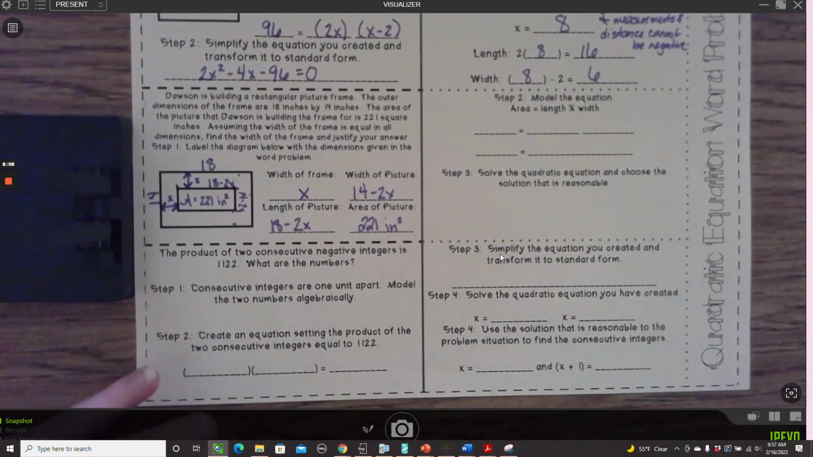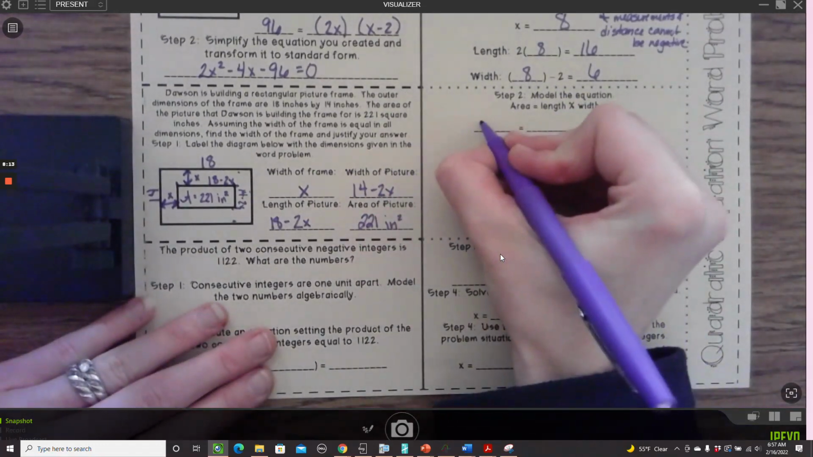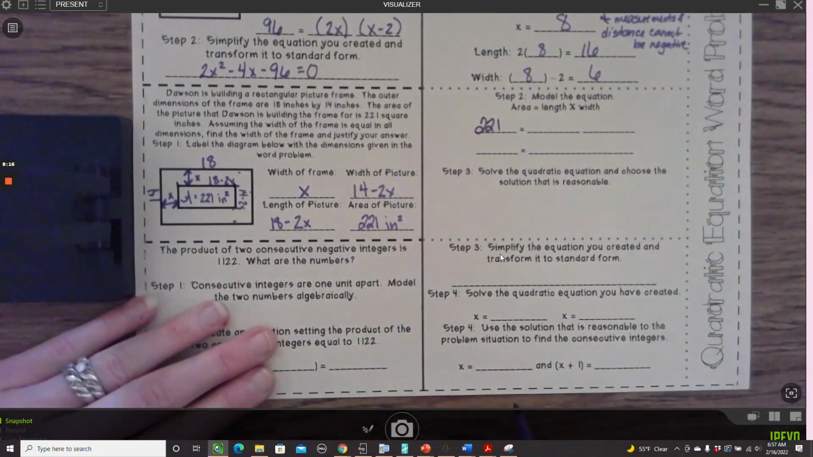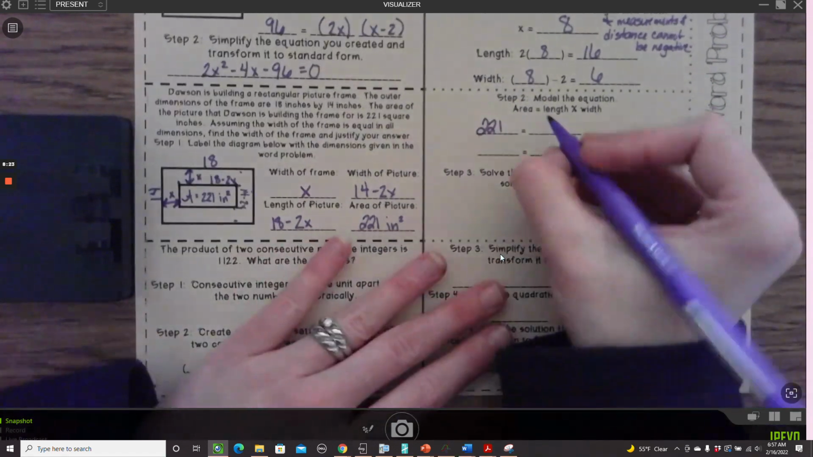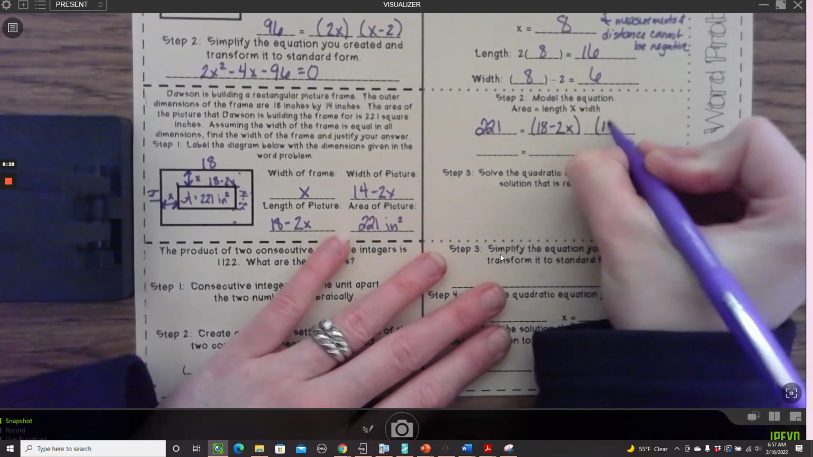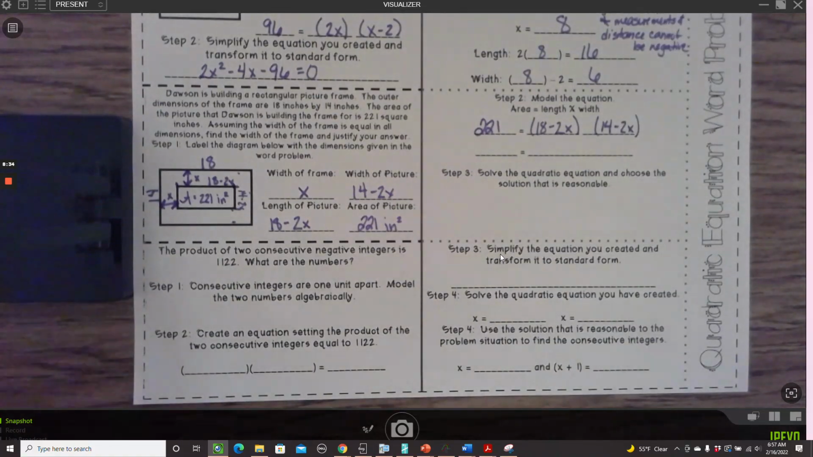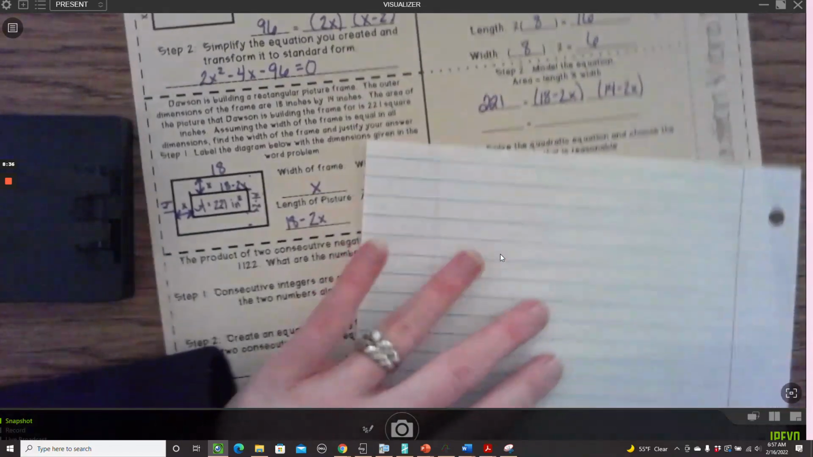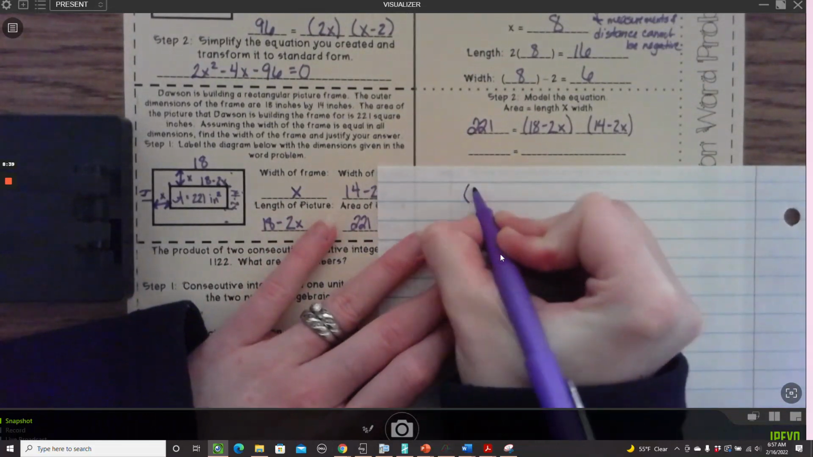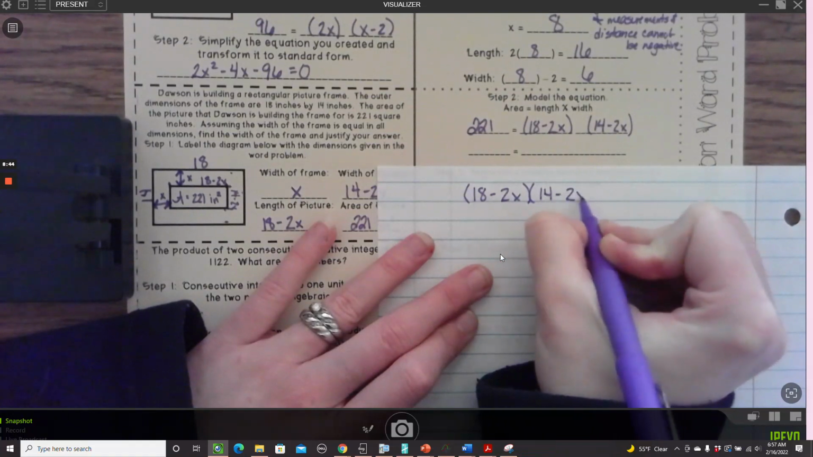So we know that the area of a rectangle, because remember, we're finding the dimensions of this picture. So we know that the area of that picture is 221 inches squared. And then we know that we can multiply the length and the width together to get that answer. So we can do 18 minus 2x and 14 minus 2x. And then we can simplify that down. So let me flip this. So we can do 18 minus 2x times 14 minus 2x.